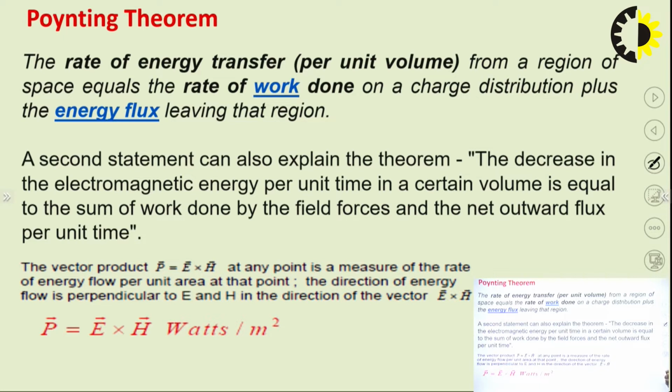In this Poynting theorem, the term Poynting vector is also included, and the Poynting vector P is represented by the cross product of E vector and H vector. So P is equal to E cross H. The magnitude of this Poynting vector tells us about the energy which is flowing in the outward direction from any closed surface which is bounding any volume, of course, and that surface area is perpendicular to the direction of propagation. So this Poynting vector will represent that term.